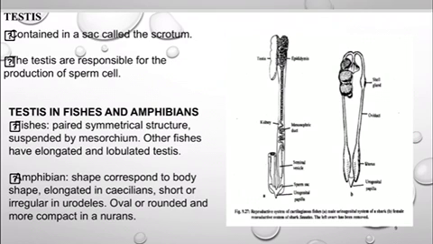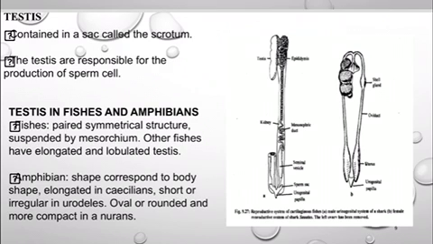The testis in fishes and amphibians is such that fishes have paired, symmetrically shaped, symmetrically placed testes. You can see it in the illustration right here. The testes in fishes are suspended by what we call the mesorchium, and other fishes have elongated and lobulated testes. That is illustrated also here.